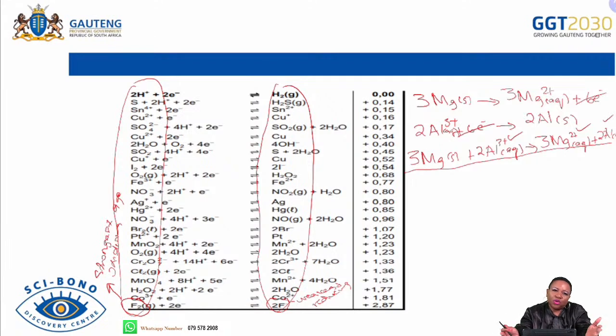The easy way, you just swap the electrons. The number of electrons from one, you multiply the top one, and the number of electrons from the other, you multiply the bottom one. So that is how we balance our reaction.